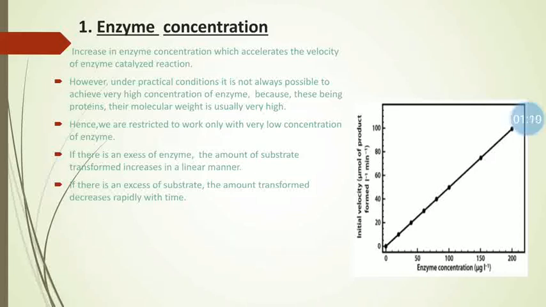If there is an excess of enzyme, the amount of substrate transformed increases in a linear manner, as seen in this graph. If there is an excess of substrate, the amount transformed decreases rapidly with time. So increasing the enzyme concentration increases the rate of the catalytic reaction.